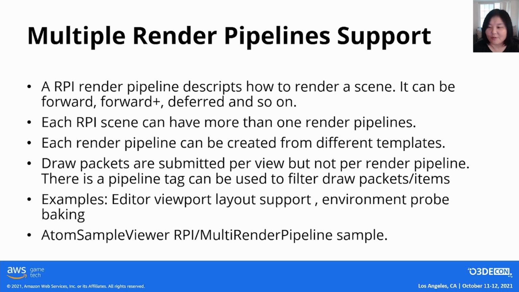This means we can render the same content to two or more different rendering pipelines at the same time. When a feature processor submits draw packets for rendering, it doesn't need to know how many render pipelines are active and what they are, as long as the material matches the render pipelines.